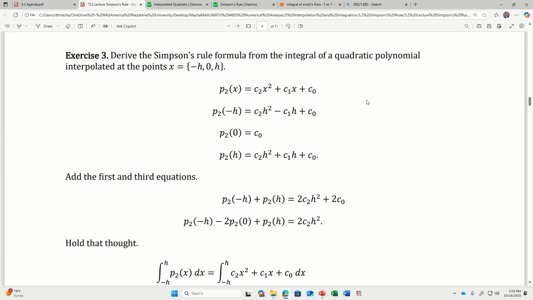So exercise 3 says derive the Simpson's rule formula starting from the integral of a quadratic polynomial interpolated at the points x equals negative h, x equals 0, and x equals h.